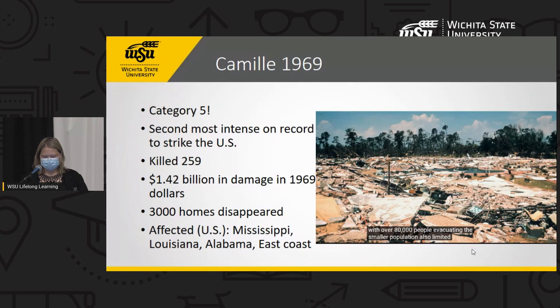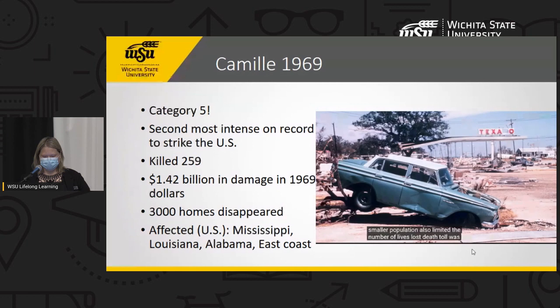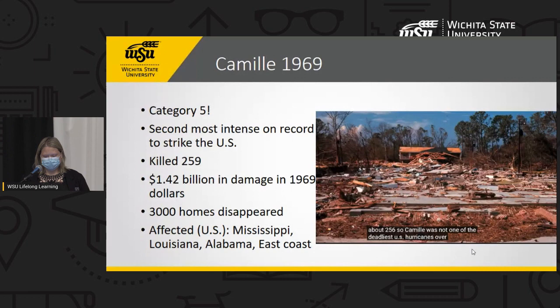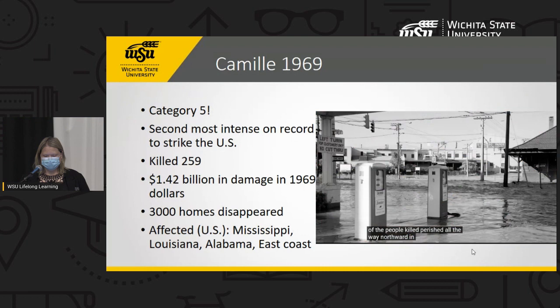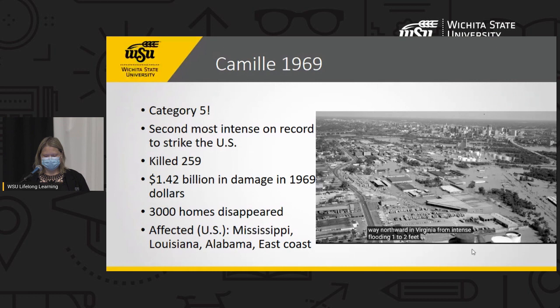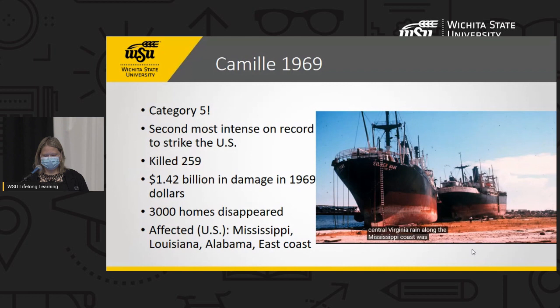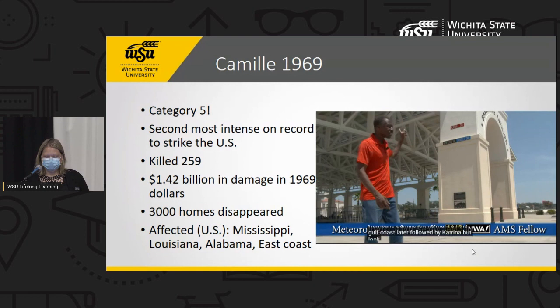Death toll was about 256, so Camille was not one of the deadliest U.S. hurricanes. Over 100 of the people killed perished all the way northward in Virginia from intense flooding. 1 to 2 feet of rain fell in central Virginia. Rain along the Mississippi coast was under 10 inches, but the storm surge was extreme. Hurricane Camille left its mark on the Gulf Coast, later followed by Katrina, but look at that storm surge in Gulfport, 24 feet.